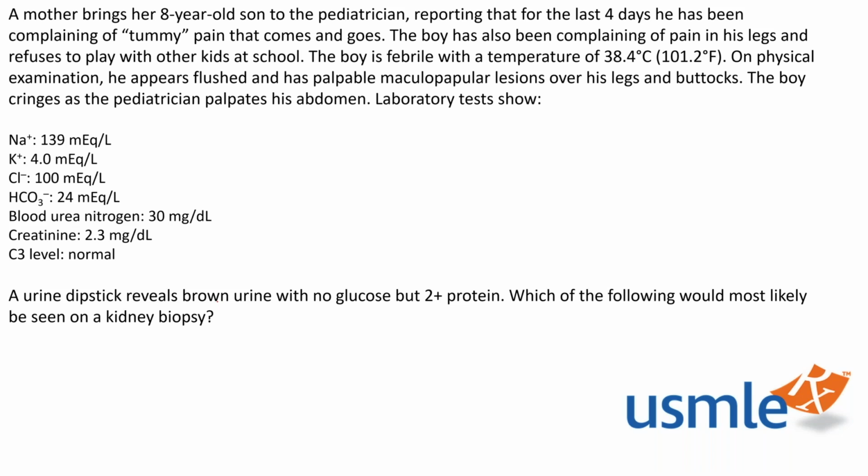For this question, once again, we're going to go through the 7 steps we have. So we're going to start by just covering up the answer choices, and we've already done that, so great. Now we're going to move to step 2, which is to read the last sentence or the question itself. It says, which of the following would most likely be seen on kidney biopsy? So they want to know a biopsy result.